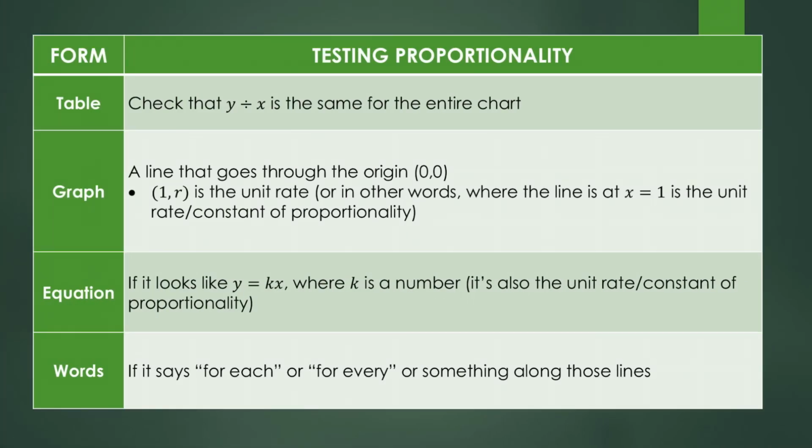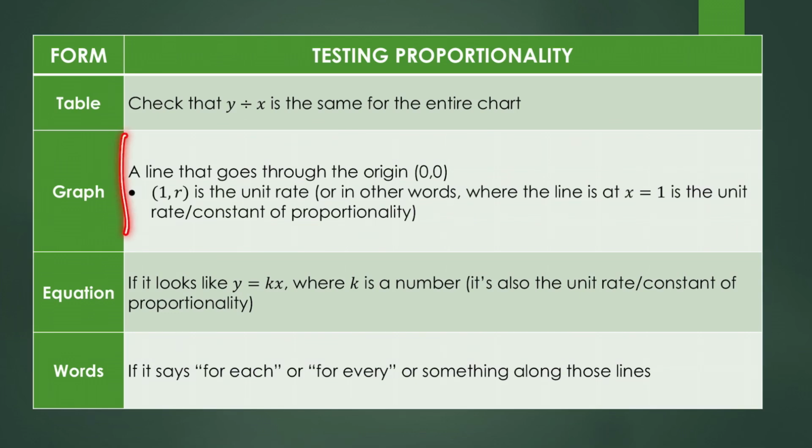So some things to remember. If you have a table and you're looking for the proportion, you want to make sure that y divided by x is the same for the entire chart. So if I have a chart like this and I have 3 and 5, I would do 5 divided by 3. But then if I had 9 and 15, I'd have to divide those and make sure that they match. Because if they didn't match, it wouldn't be proportional. But if they do match, then that's the proportion, the unit rate, or the constant of proportionality.